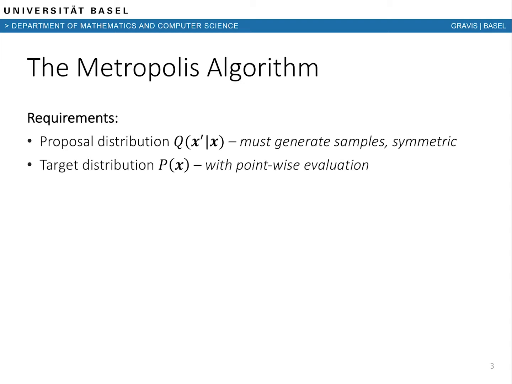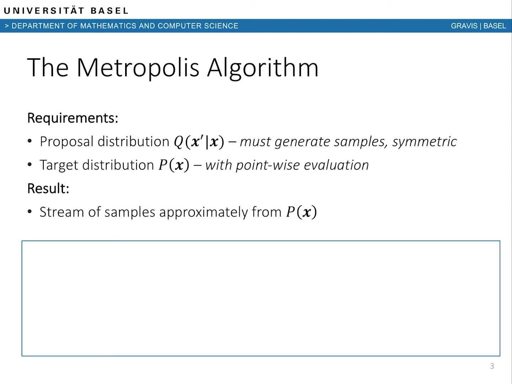So the algorithm's goal will be to use our simple and accessible known distribution Q and generate samples from it and filter them or turn them into samples from our target distribution P. And the result is then a stream of samples which is approximately sampled from our target distribution P. So the idea of this algorithm is to generate samples from a known distribution and transform them into samples of our distribution P, which we can only evaluate in a pointwise manner.